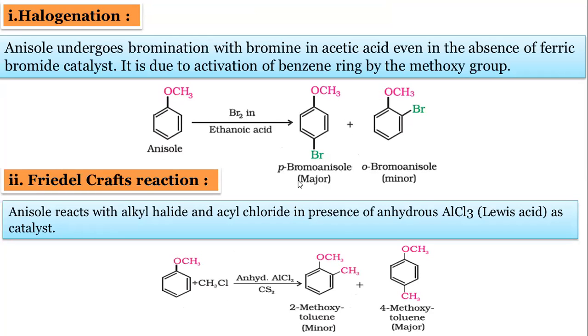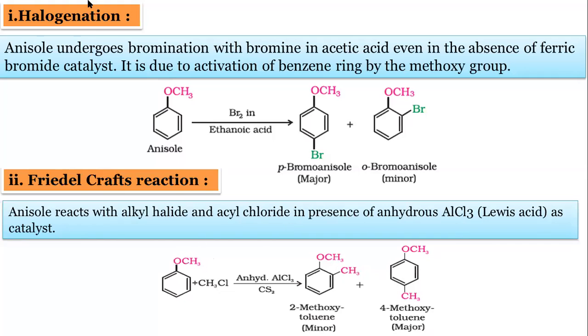Then Friedel-Crafts reactions. There are two Friedel-Crafts reactions, one is alkylation and one is acylation. All these reactions were already covered in halogen derivatives, and in the case of phenols also these reactions are carried out. CH3Cl, this is alkylation. When methyl chloride is used, this is alkylation. Again, we will get two products here.